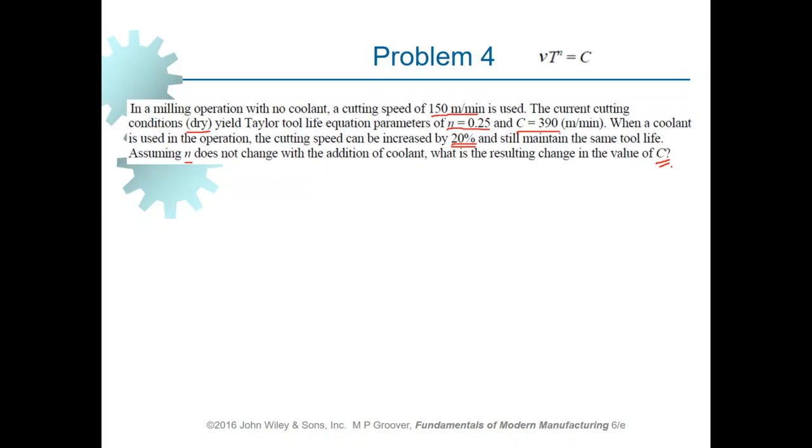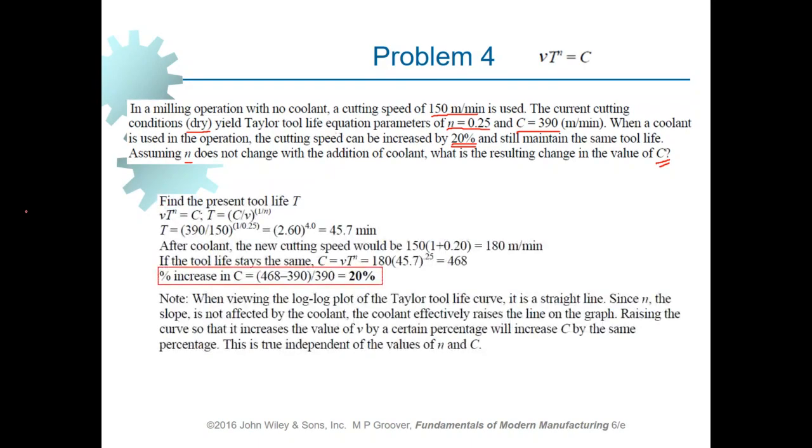Now we just make use of the Taylor equation, this one, and substitute the values as given. It gives us a tool life of 45.7 minutes if we substitute the values of C, N, and the cutting speed of 150, which was given in the statement of the problem. So all the values are given. For the dry machining, we substitute all these values, and this gives us a tool life of this much when dry machining is used.